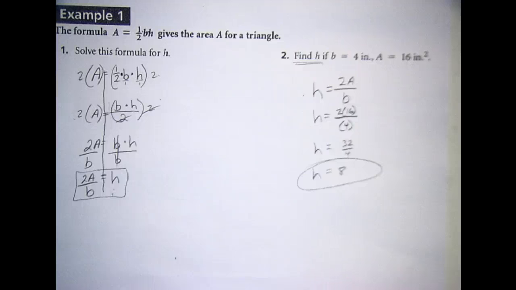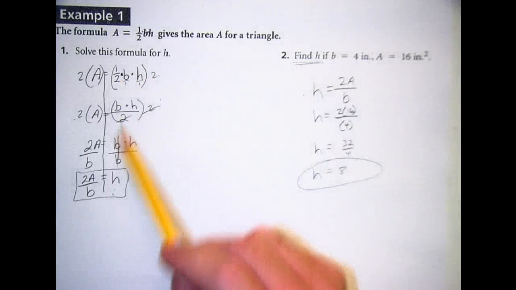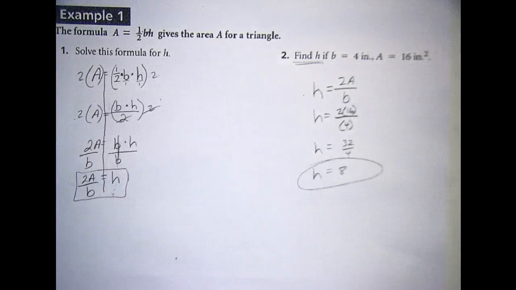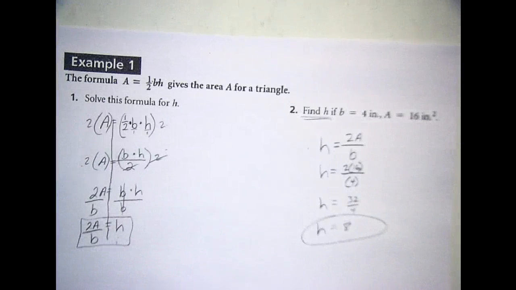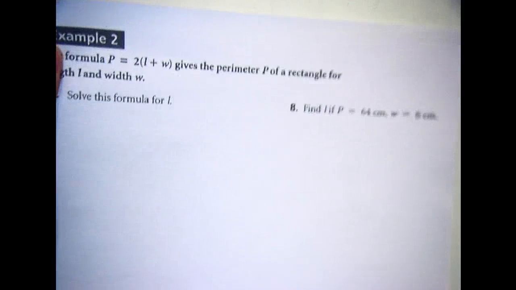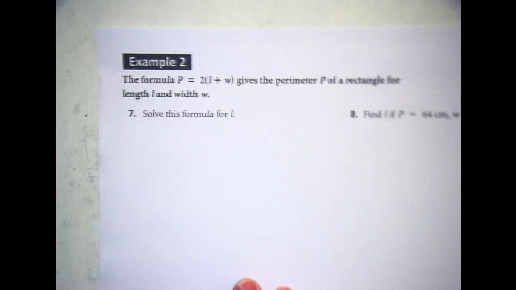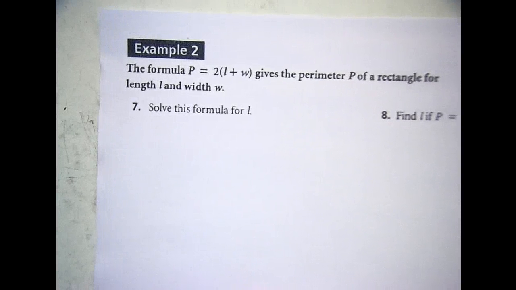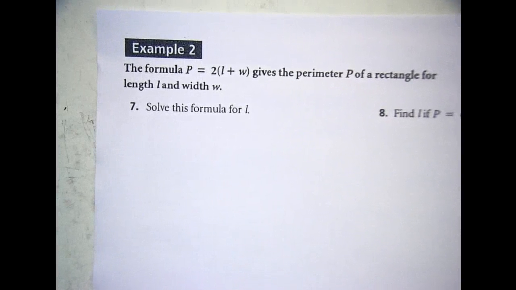All right, so today's a little different because you're not given a number all the time. You're dealing with variables. So, let's try a different problem here. Let's try that guy. Get rid of that other side so you're not tempted there. The formula P equals 2 times the quantity L plus W gives the perimeter of a rectangle for length and width. I want you to solve for L.